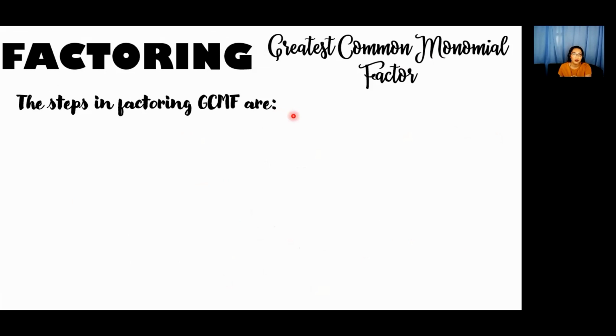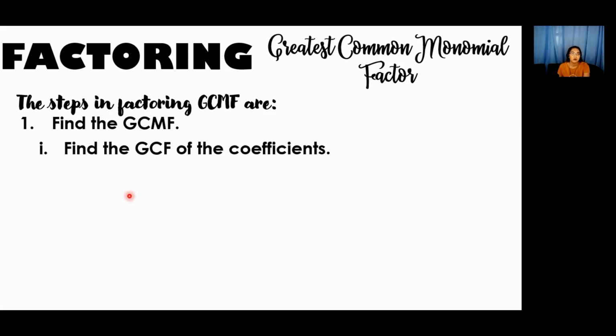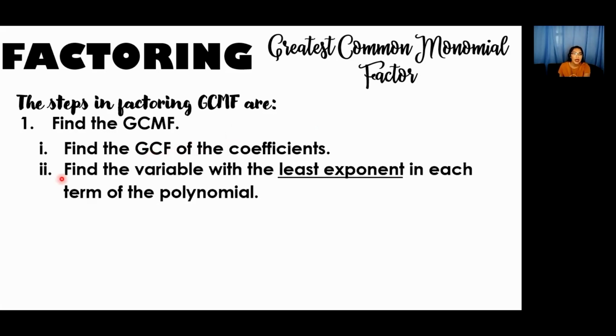These are the steps that we have to remember when it comes to factoring GCF. Number one, we have to find the GCMF. At paano nga ulit natin mahahanap yung common monomial factor na yon? So una, for the variables or coefficients, hanapin natin kung alin yung kanilang greatest common factor. Next, find the variable with the least exponent in each term of the binomial.